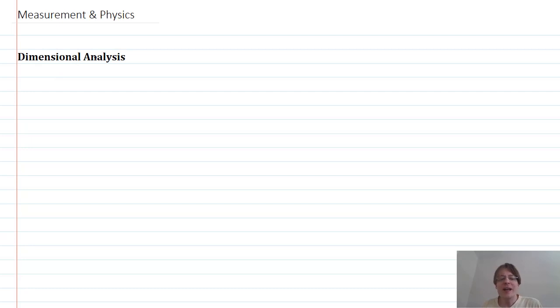Now, dimensional analysis, that might sound like we're entering the fifth dimension of space-time or something. It's nothing like that. It's really just about counting units and making sure that the units of the equation that you're working with actually make sense. Let me give an example.